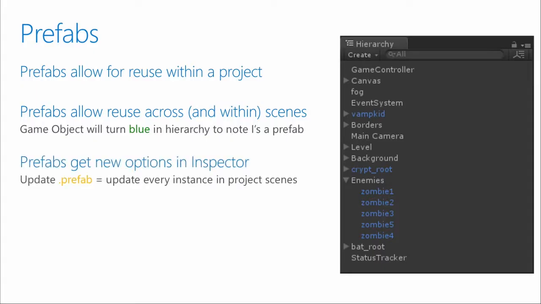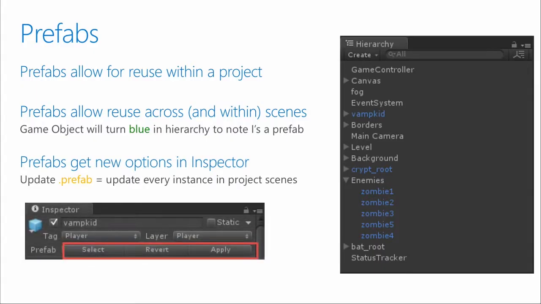Prefabs get new options that show up inside the inspector. They get this little menu here that can select the prefab in your project, or you can revert to whatever your prefab settings are, or you can apply these settings to a prefab. And I'll talk about what those mean momentarily.